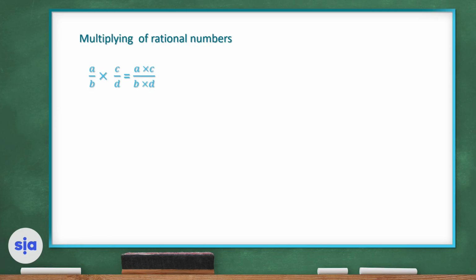In this session we'll be talking about multiplying of rational numbers. If we have a over b multiplied by c over d, then you multiply the numerators together and then after that you multiply the denominators together. So it will be a times c divided by b times d. For example, if we have 2 over 3 multiplied by 5 over 7, numerators together 2 times 5, denominators together 3 times 7, the result is 10 over 21.